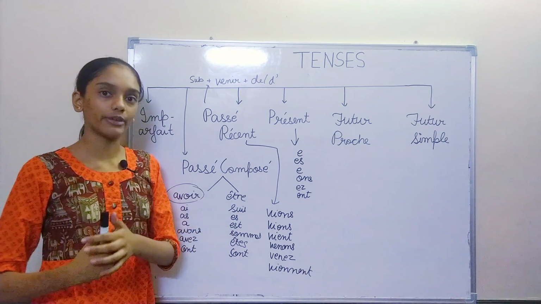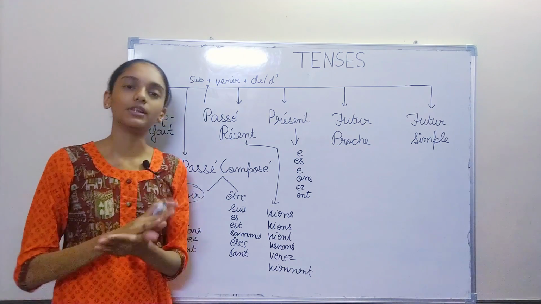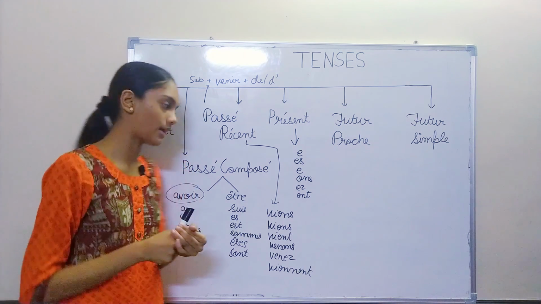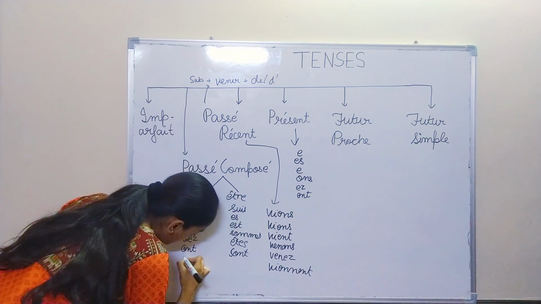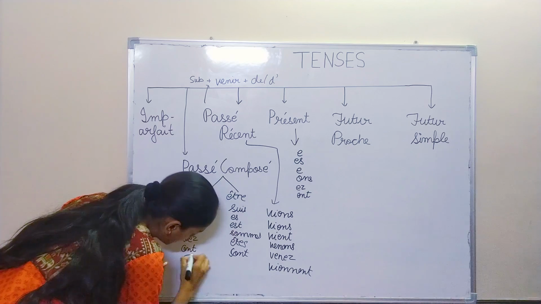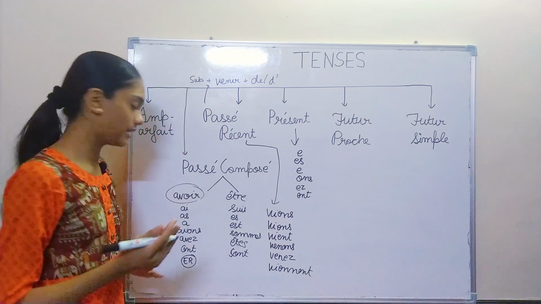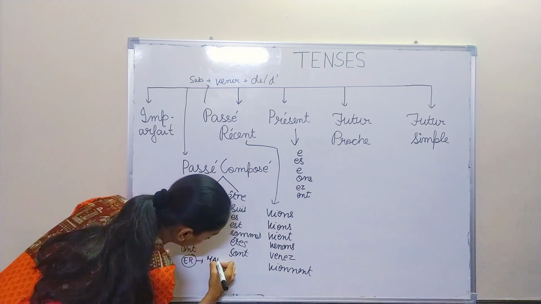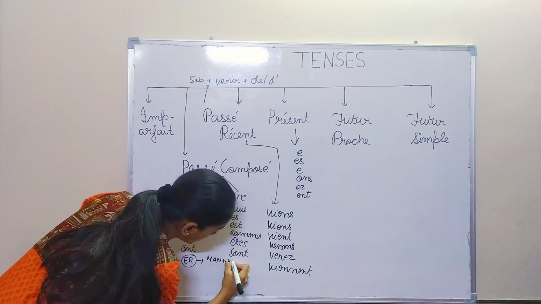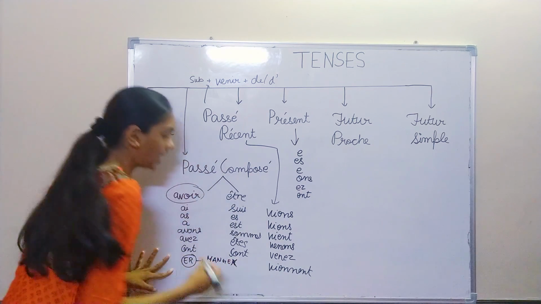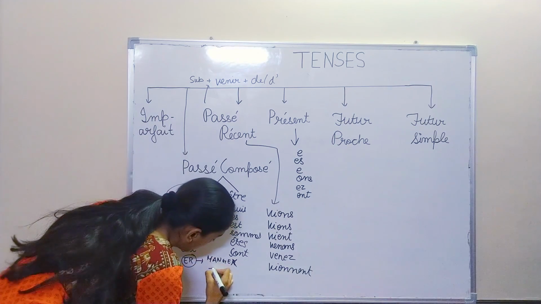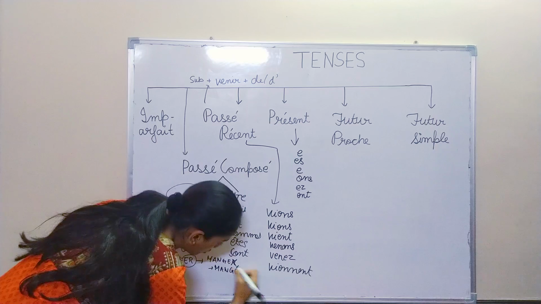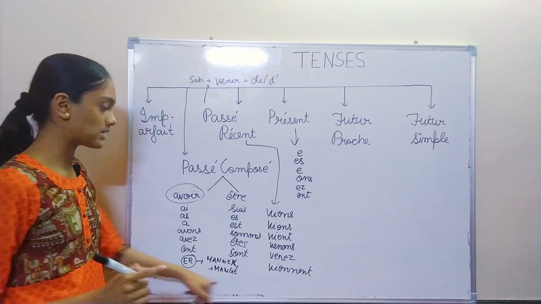And then you place the past participle. Now, in some cases, the past participle goes with a general rule, and in some cases there are specific past participles. Now, in ER verbs, it is always fixed how you will get the past participle. Suppose I take the verb manger. I remove the R and put an accent on the E, accent aigu. So it becomes mangé. This is the past participle.